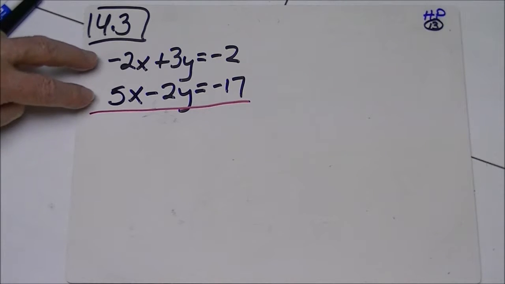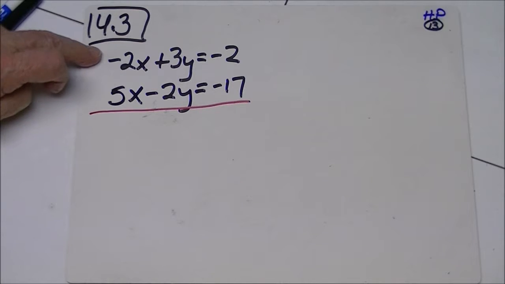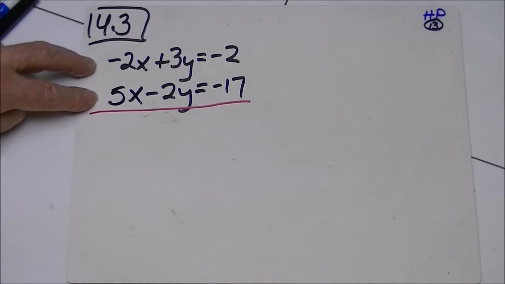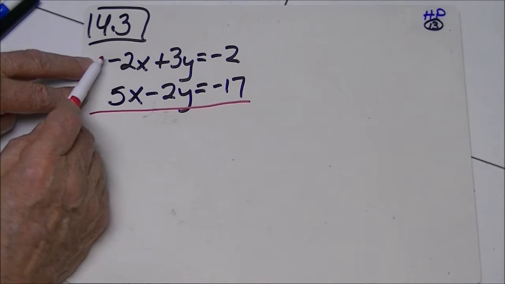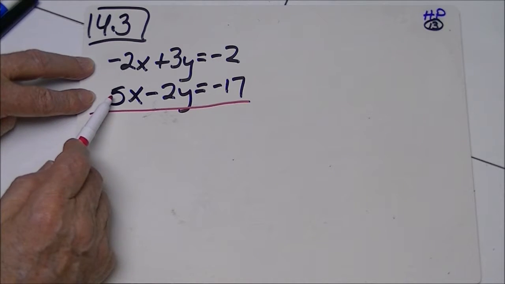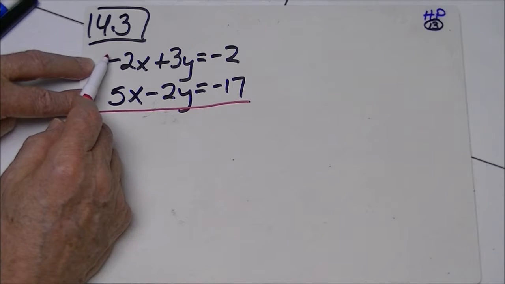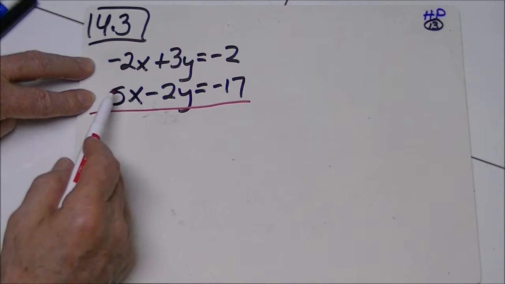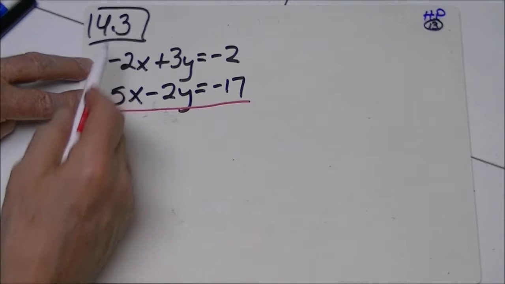Well, we could look at these first two. This one's negative, this one's positive. If I multiplied this one by a 5 and this equation by a 2, I'd have here a negative 10x and a positive 10x. The x's would cancel out.